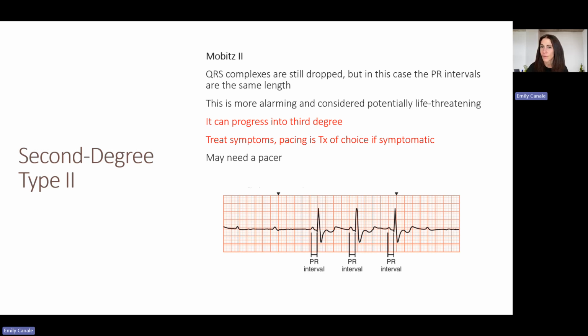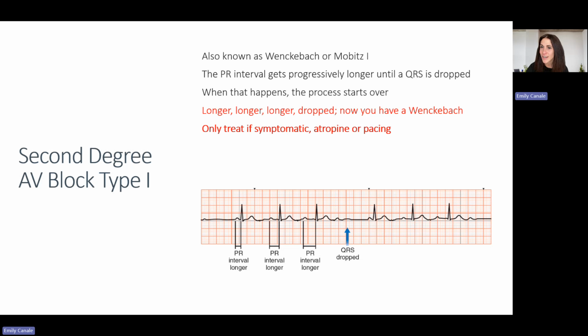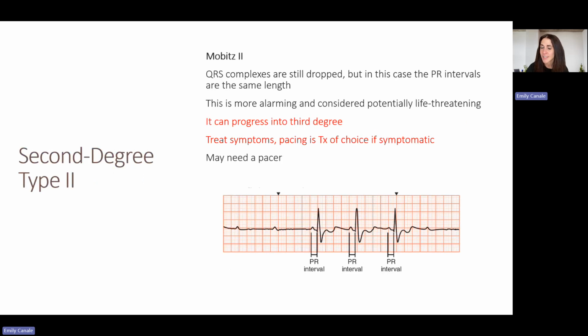But if we just go back really quick, this is still second degree, right? Your Wenckebach, but it's type 1. And this is second degree type 2, which is a Mobitz 2. So in this case, your QRS complexes are also dropped, but in this case, every PR interval is exactly the same length with each complex.